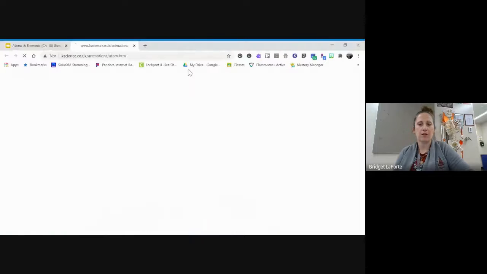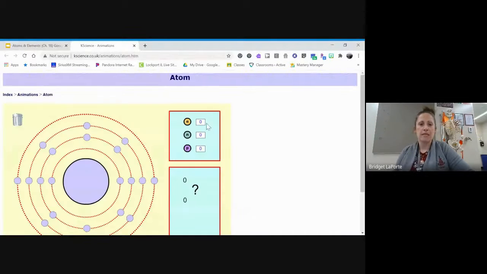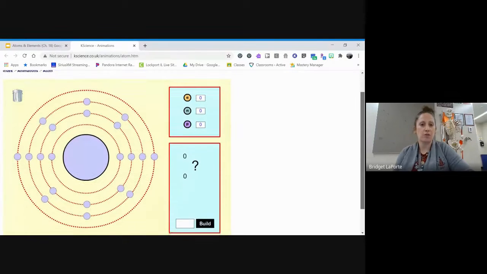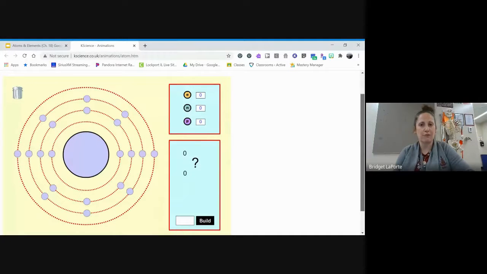And this link here, let's see if it works, good. This is how we'll be building some atoms in class. And you can do this on your own, because you just saw us link it from the PowerPoint, the Google Slides. And you can make some changes to protons, neutrons, and electrons.